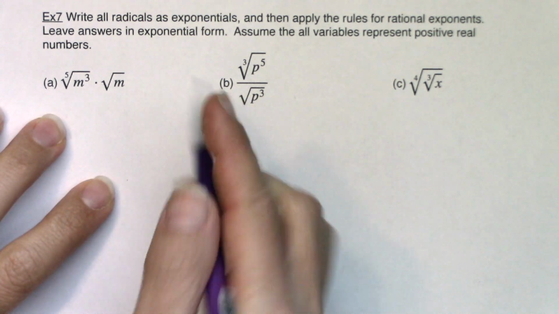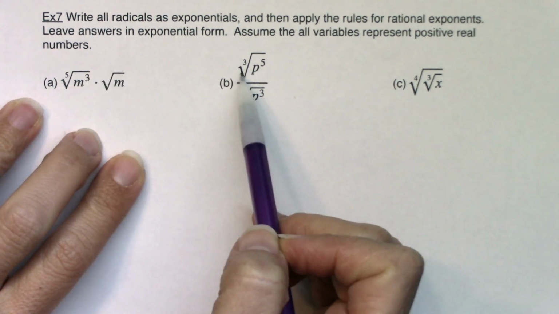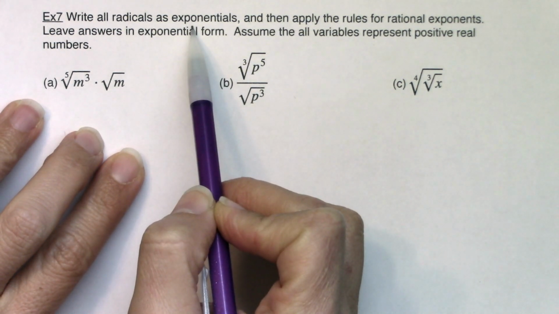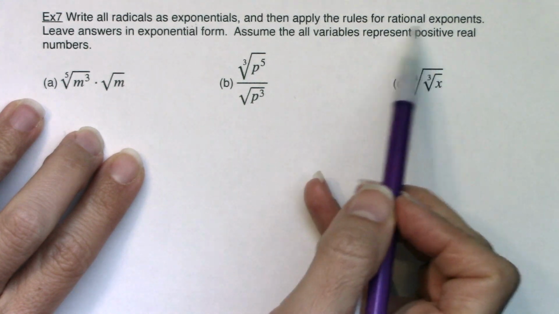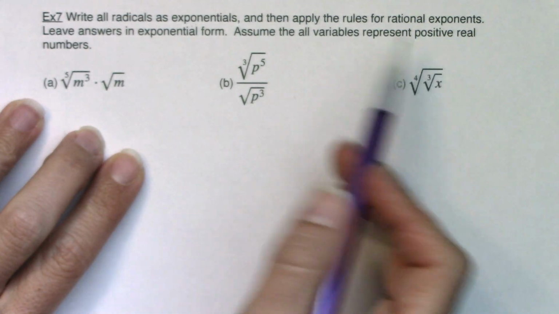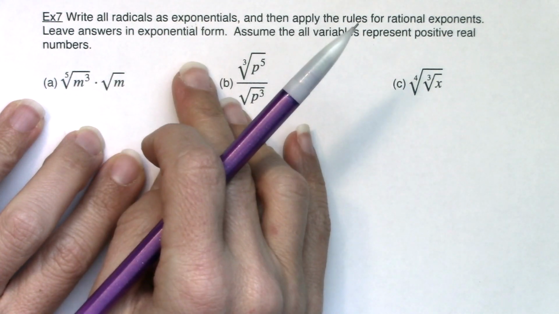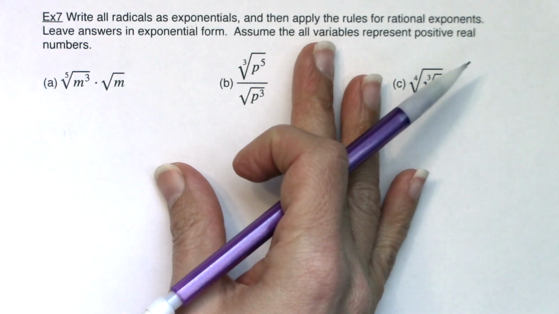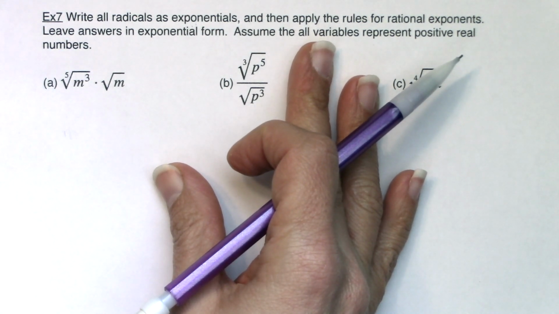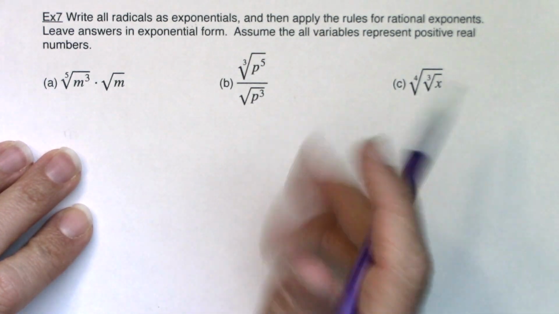Folks, welcome back to the last example coming out of this section. So we're going to write these radicals as exponentials, or rational exponential expressions, and then use any properties we want with rational exponents. And we're going to leave our answers in exponential form, because those were the instructions we were given. We can assume every variable represents a positive real number, so we don't have to worry about domain issues.